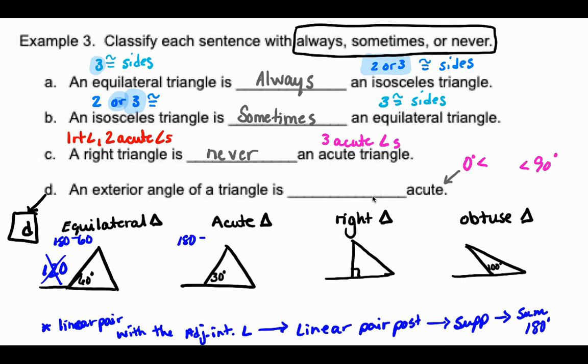180 minus an acute angle of 30 would be 150, and that is not acute. If you have a right angle, then the angle right beside it is also going to be a right angle. And if we have an obtuse angle like 100, when we subtract, we would get 80, and this 80 meets our requirement for being an acute angle. So our acute angle only happened 1 of the 4 times, so it is a sometimes situation.